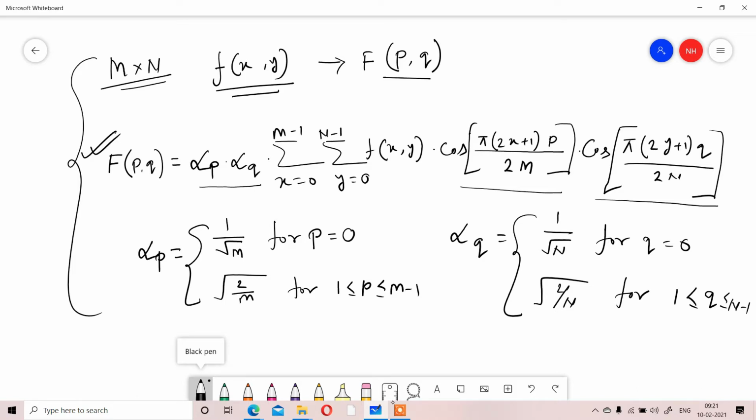That formula defines the discrete cosine transform of an image fxy. The size of fxy is m cross n. If the size of fxy is m cross m or n cross n, then obviously alpha p and alpha q will become the same. If this is n cross n, then alpha p is also 1 by root n, and alpha q is also 1 by root n for p equal to 0, q equal to 0. So this is the formula to calculate the DCT, discrete cosine transform, and the inverse DCT, obviously.